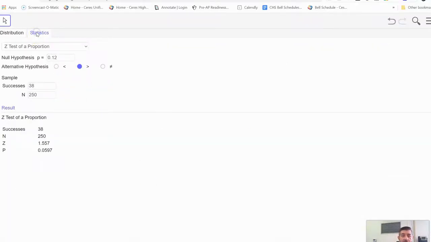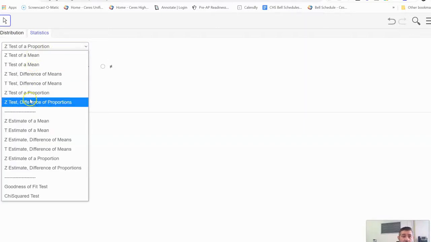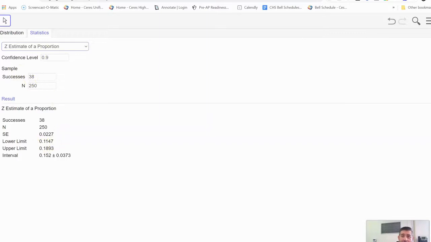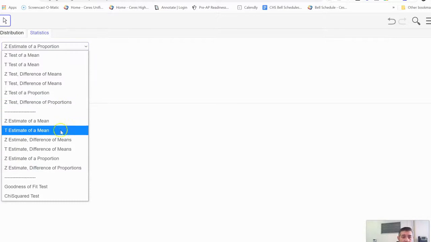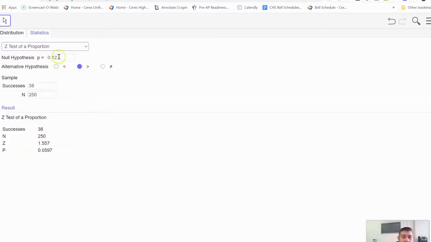We go to statistics. We're still in statistics. You're going to go to z-test. We were at estimate, right? This was our sample size. This was our confidence interval. Now we're going to go to z-test of a proportion.